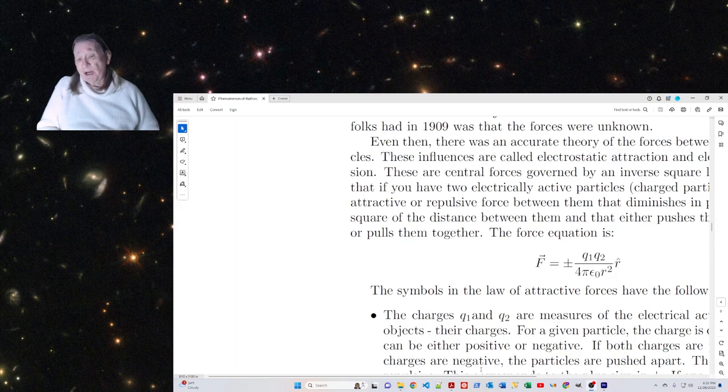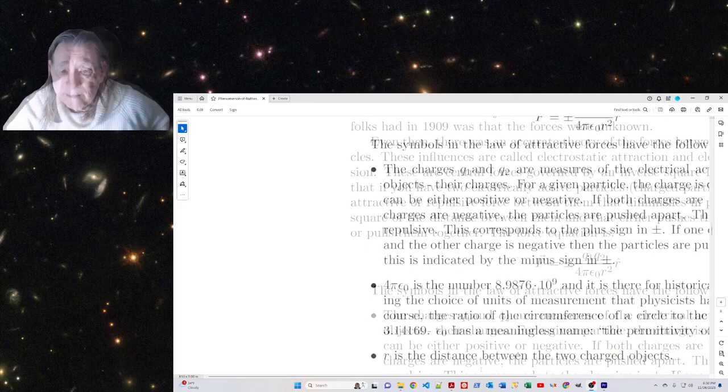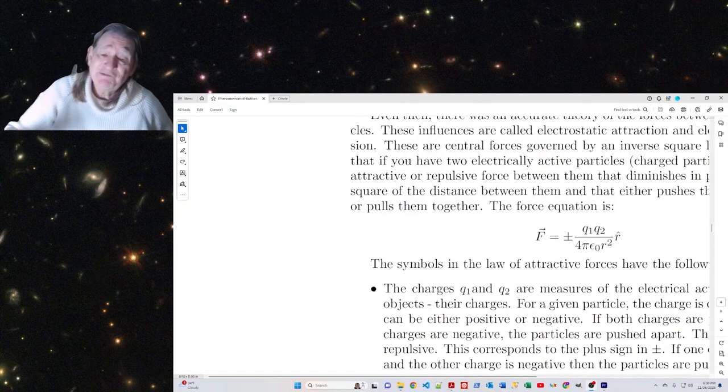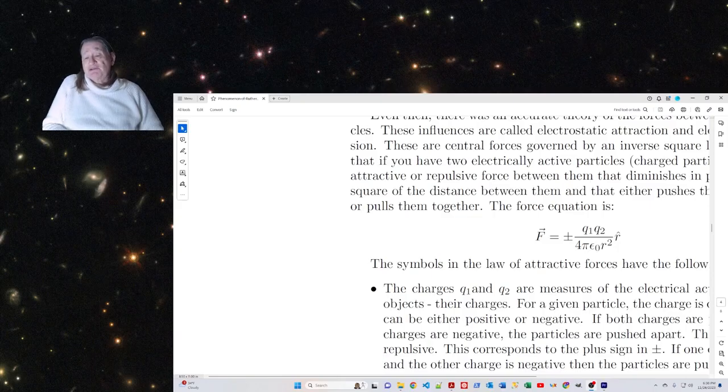So Q1, it's measured by a number, and Q1 and Q2 are the charges. The factor of 4 pi epsilon naught in the denominator is about 9 times 10 to the 9th power. And that's there for historical reasons. It has to do with the systems of units that physicists had chosen to do their measurements in. It really doesn't have any meaning. It's just necessary to make the measurements compatible. Epsilon naught is another magic number. It's called the permittivity of free space. That phrase really has no meaning, but the number's there because of the scales at which things are measured.